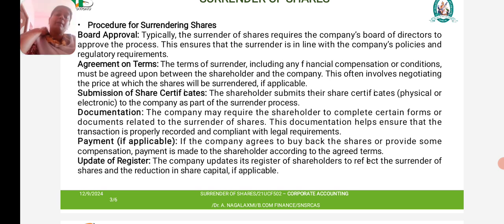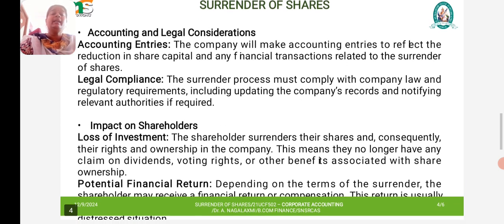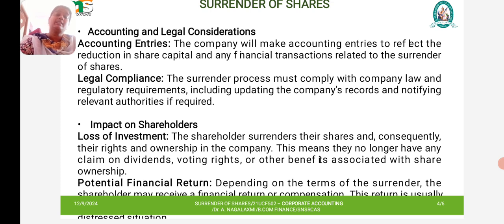Update of register. The company updates its register of shareholders to reflect the surrender of shares and the reduction in the share capital, if applicable. Accounting and legal considerations. Accounting entries: the company will make accounting entries to reflect the reduction in the capital and any financial transaction related to the surrender of shares. The surrender process must comply with company law and regulatory requirements, including updating the company's records and notifying relevant authorities if required.